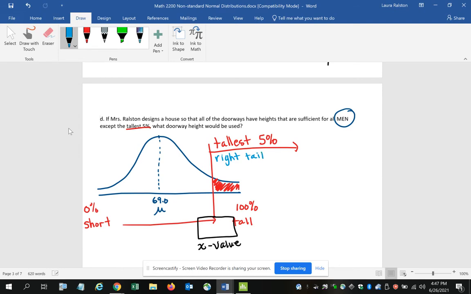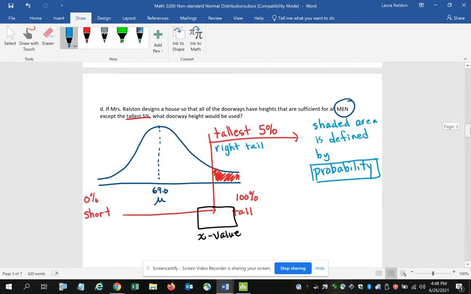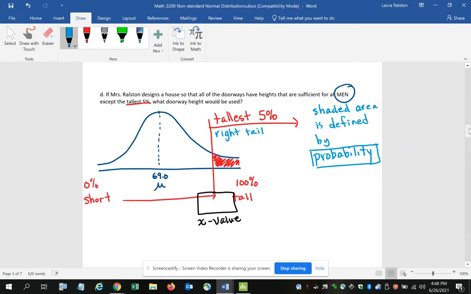But because we're given that percentage, our shaded area is defined by a probability. I'm actually looking for the corresponding x value. So you have to pay attention. Everything you need is given in the problem, but you have to read it. You got to slow down. For the most part, the Minitab works the same way with a few different selections.